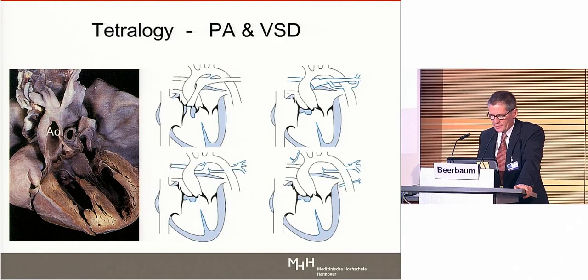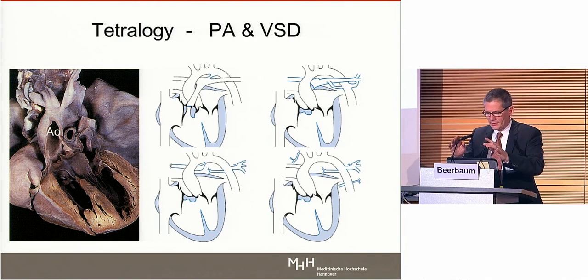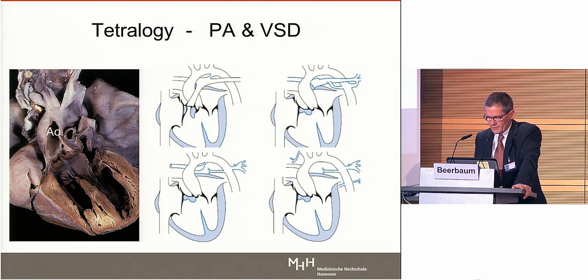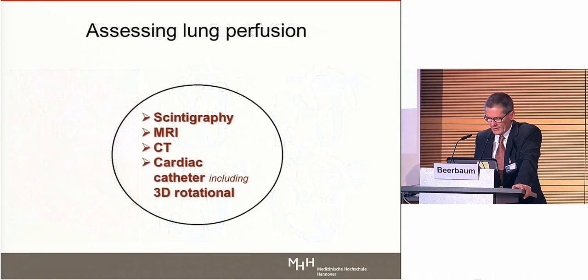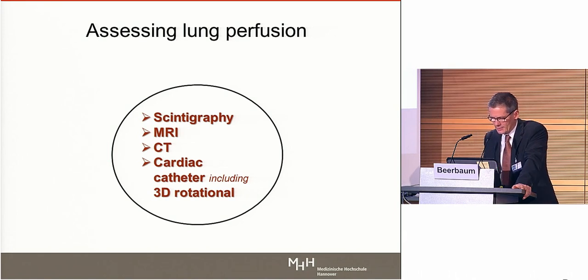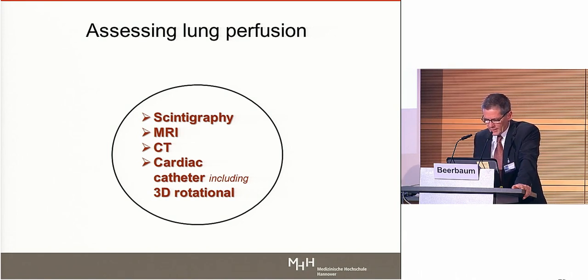We're talking about tetralogy, and we all know there's highly variable pulmonary perfusion in these patients. There is multifocal perfusion in many of them. So diagnostically, as we've seen in the previous beautiful talks, we need to take care of that. Those are the main tools that we are using in clinical practice: scintigraphy, MRI, CT, as we've heard, and cardiac catheter, both conventionally, which still does happen, and including 3D rotational CT, as we've heard from Sven.